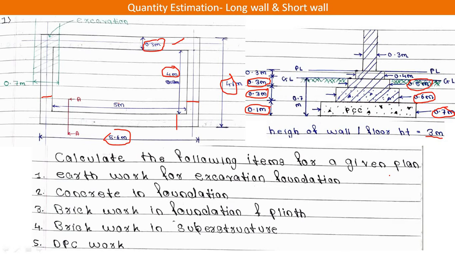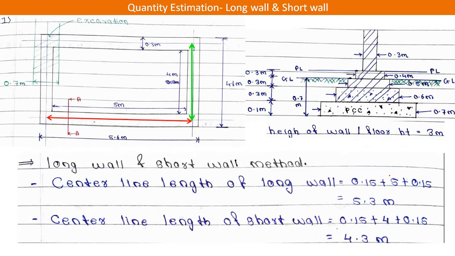So before starting any calculation you have to calculate the length of the wall. As we are calculating the estimation by using the long wall and short wall method, the initial step before starting any calculation is to calculate the center line by using the long wall and short wall method. So center line, length of long wall. We know the long wall is this, the 5 meter length is the long wall.